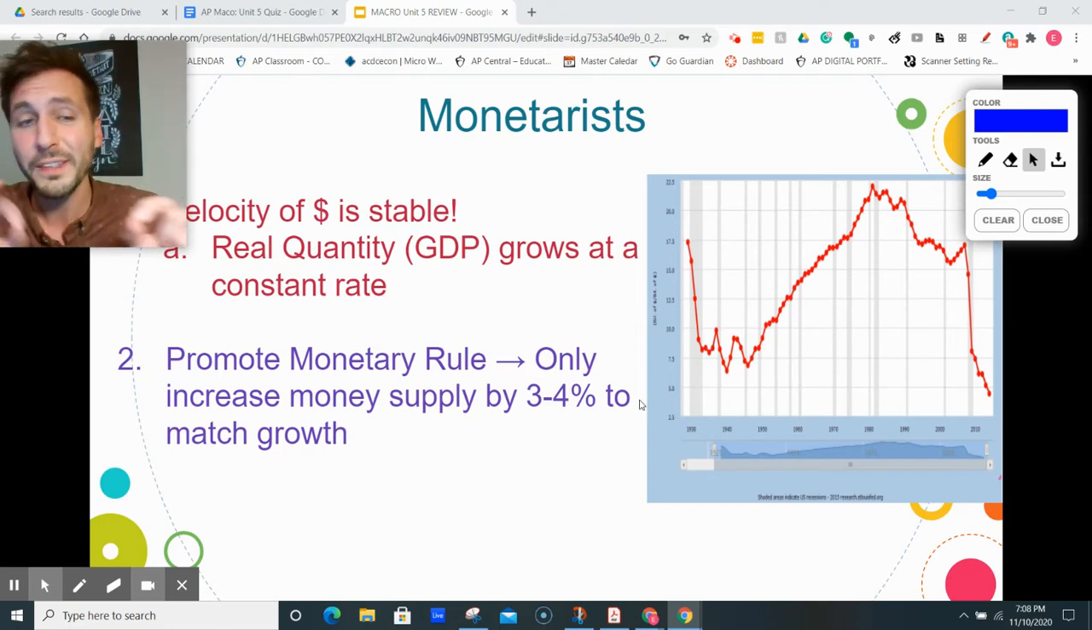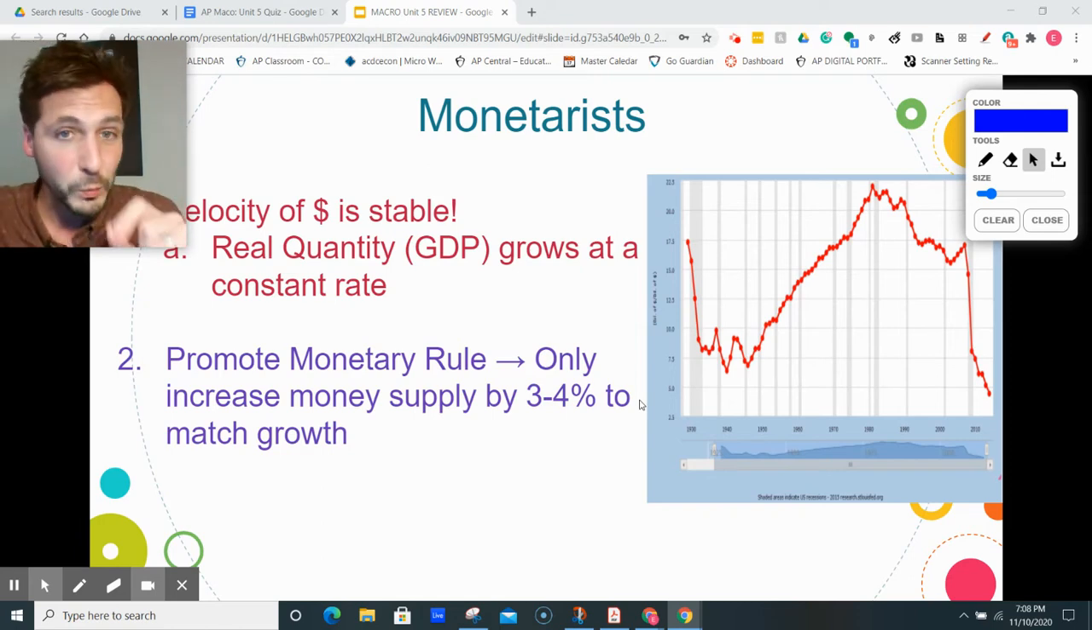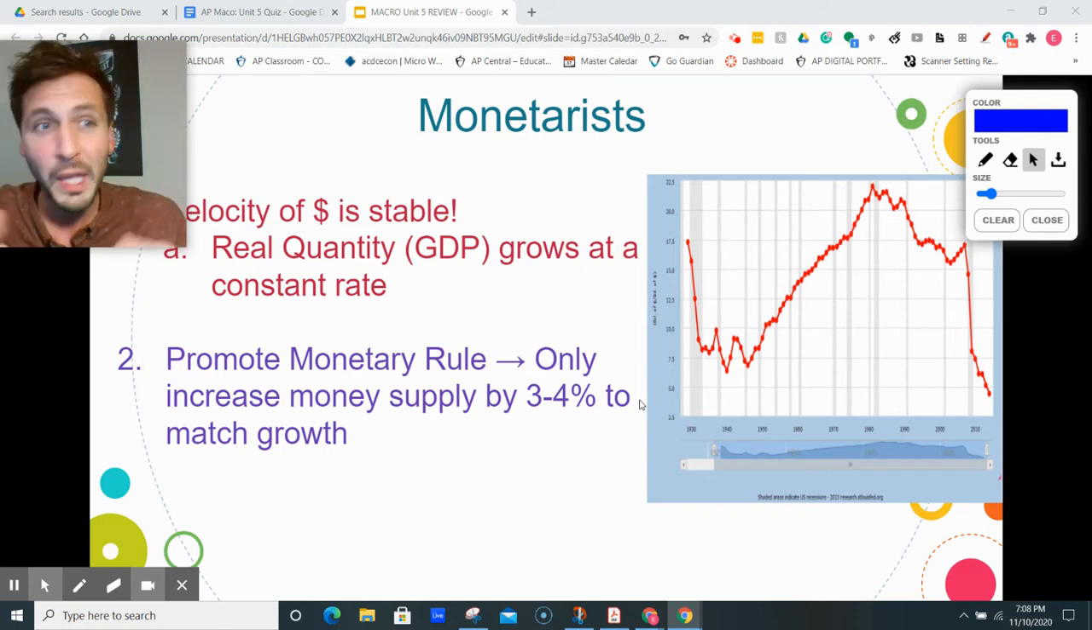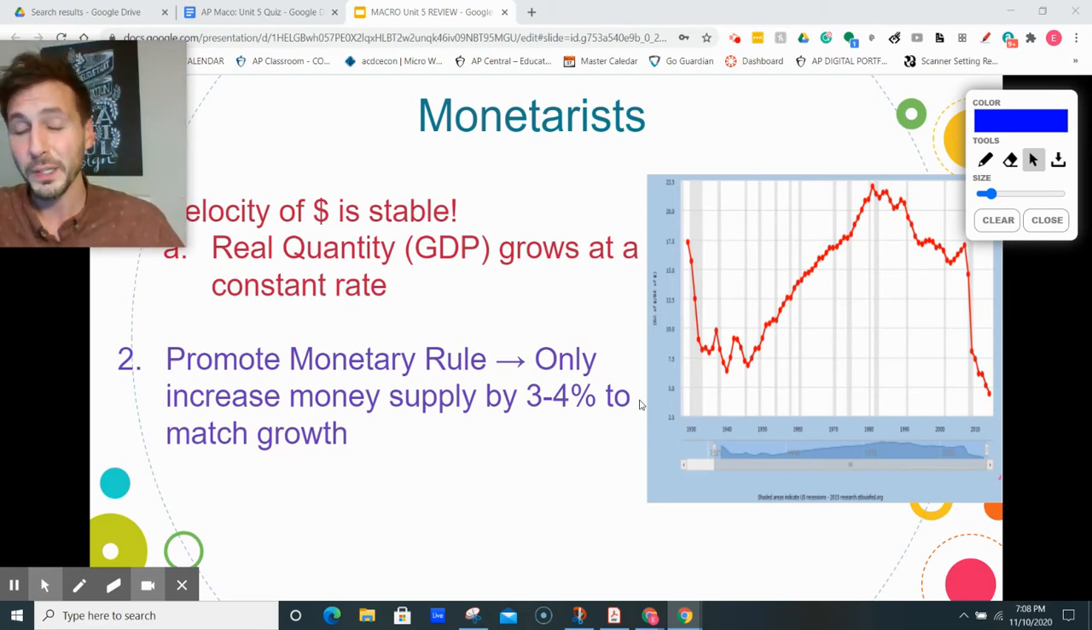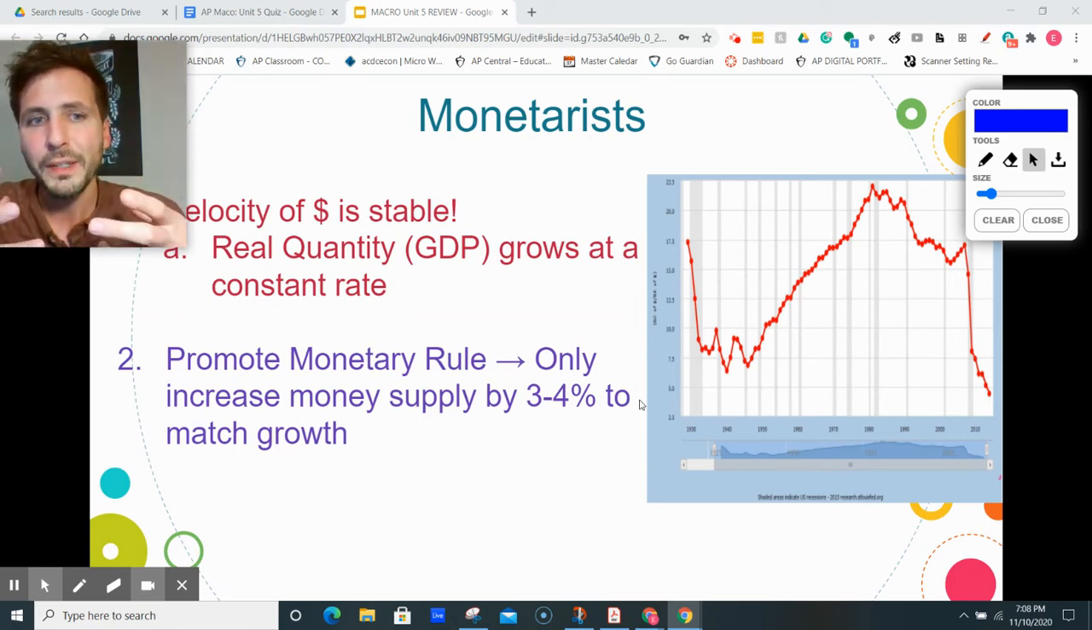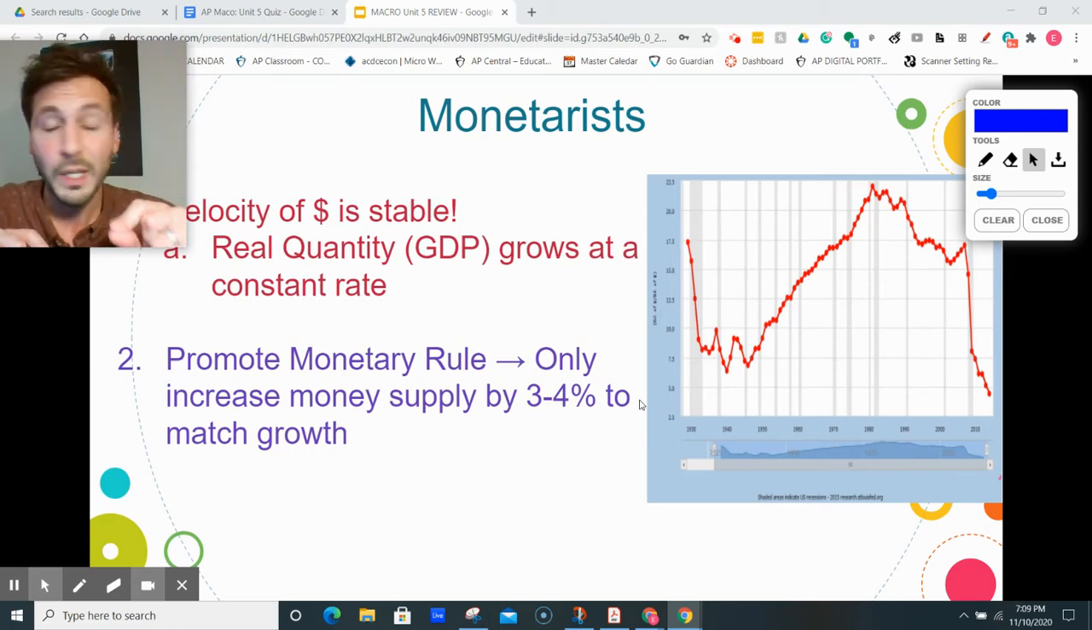So quantity theory or the monetary rule is what monetarists promote using the quantity theory of money equation, M times V equals P times Q, or M times V equals nominal GDP. They utilize that to say, hey, we should really promote this monetary rule, which is we tie changes in supply of money to changes in quantity.